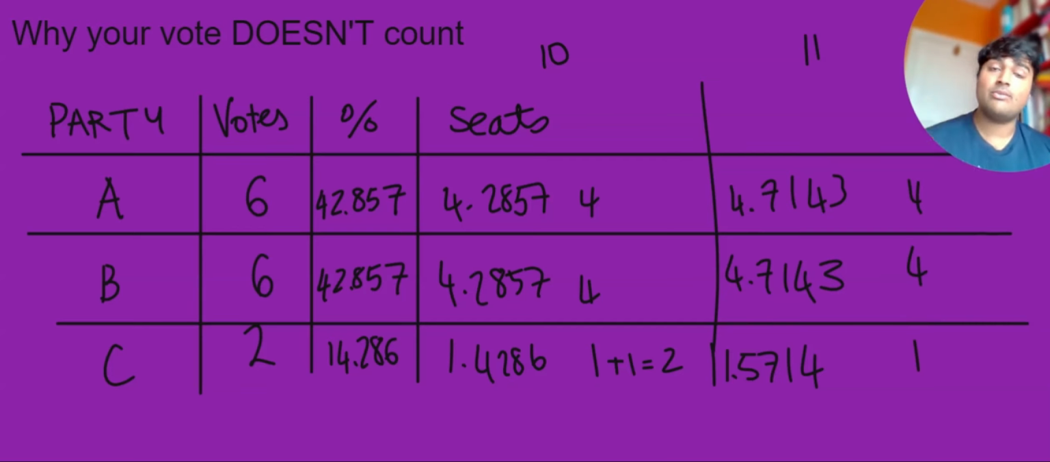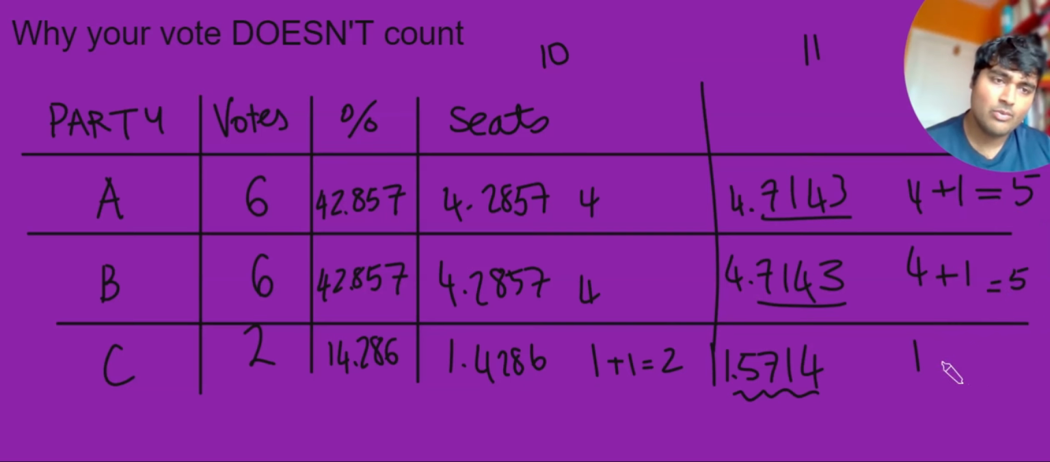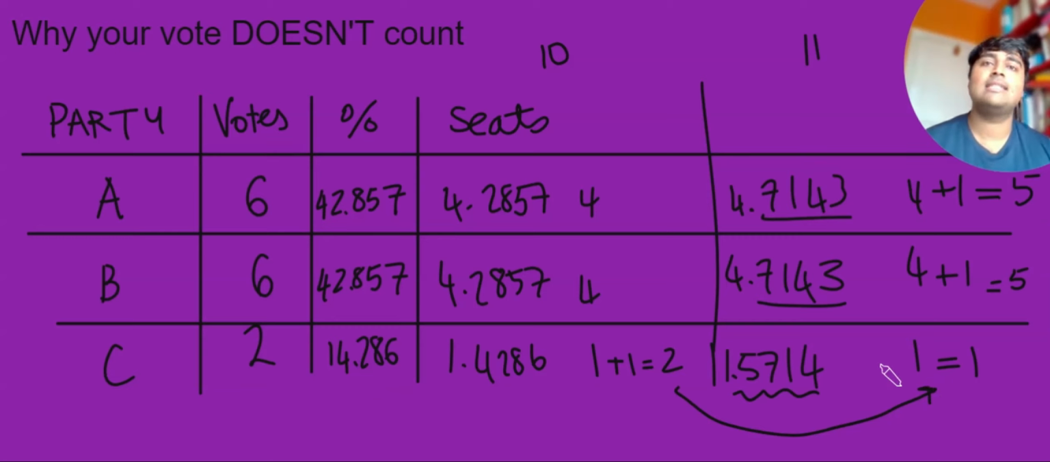And so we've got 2 left, so we're going to take the 2 with the biggest remainders. Well, that's these 2 here, because they're .71, whereas this one here is .57. So we add one to both of those, and so we get 5, 5, and this stays as 1. And here's the issue: how can the number of seats that Party C get have gone down despite the total number of seats available having gone up? And that's the issue. That is the Alabama paradox.